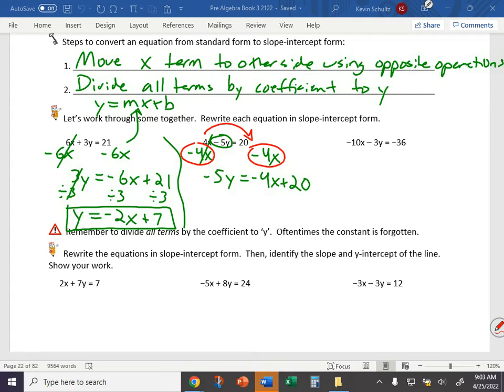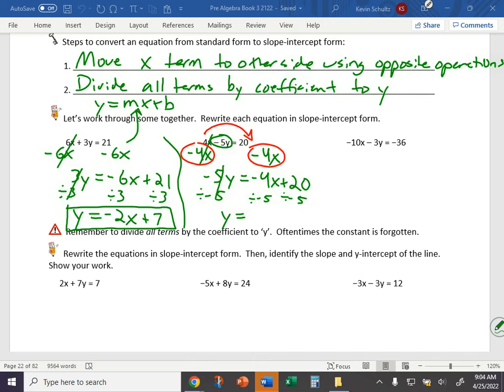All right, step 2. Divide all terms by the coefficient of y. What's our coefficient of y? Negative 5. So we're dividing everything by negative 5. Negative 5y divided by negative 5. These cancel out. Y is by itself.